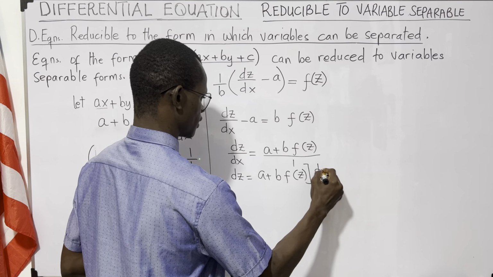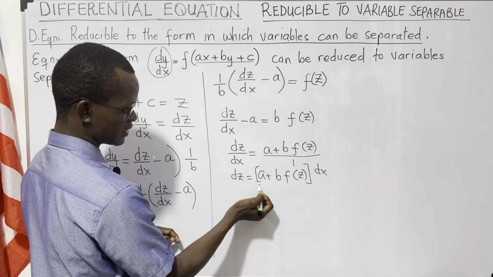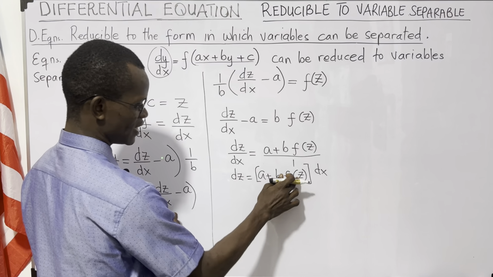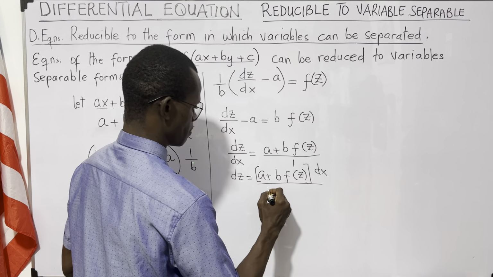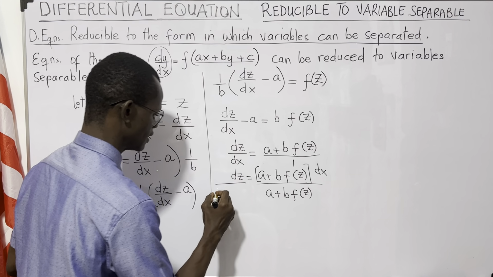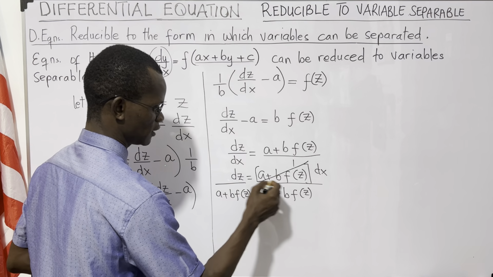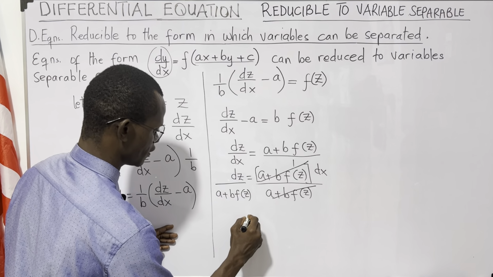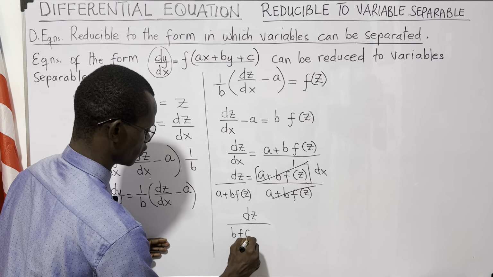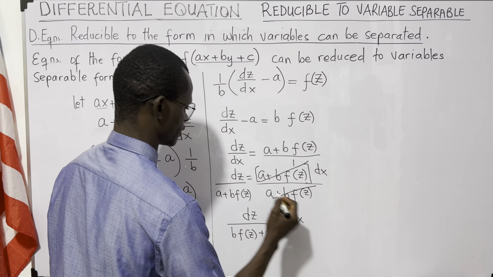times dx. We want this side to be an expression only in x, but since we have z here, we must divide both sides by a plus b f of z. So this cancels this one, and you will have dz all over b f of z plus a, whatever the case might be, and then dx.